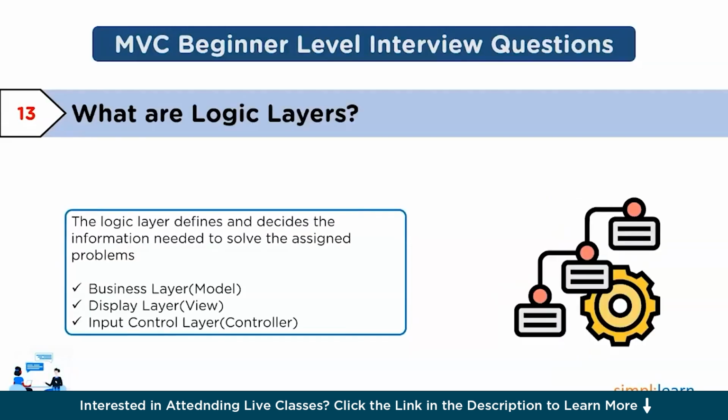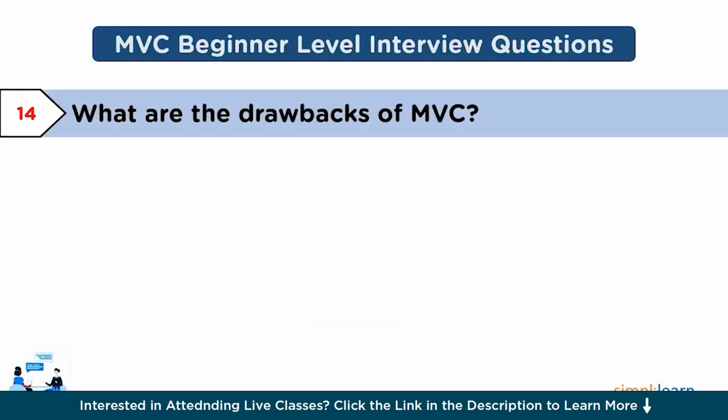The logic layer defines and decides the information needed to solve the assigned problems. Logic layers in MVC are divided into three types: business layer, display layer, and input control layer. What are the drawbacks of MVC? There are many advantages and disadvantages of using MVC applications. You will now understand some of the disadvantages of using them.